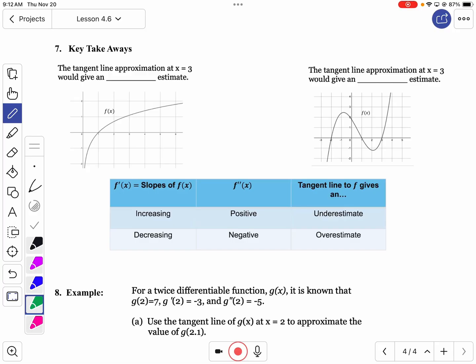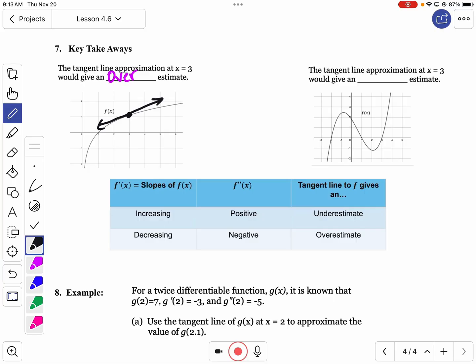All right. So let's look at these first two. The tangent line approximation at x equals 3. So here's x equals 3. Over or underestimate? Over. We got something that's concave down. That line is above the curve. It's an overestimate. Right? What about the second one?